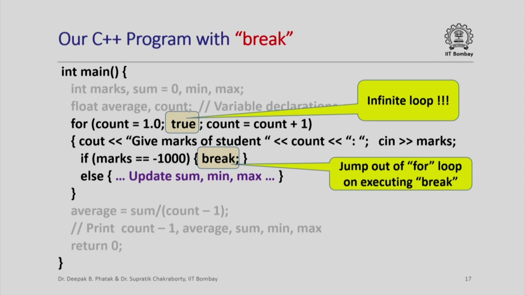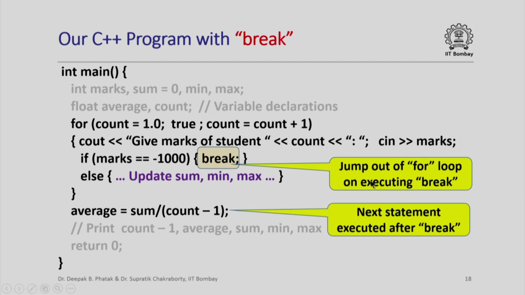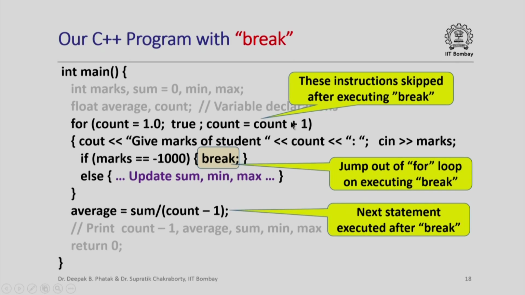What does the break statement do? It allows us to jump out of this loop immediately on executing the break statement. Specifically, when I execute the break statement, the next statement that is executed is the one immediately after the loop. Note that this statement, which is normally executed after every iteration completes, is not executed after we execute the break statement. The break statement really tells the computer to jump out of the loop, no matter what other statements are there in any part of the loop. So it will jump out over here, ignoring this statement.